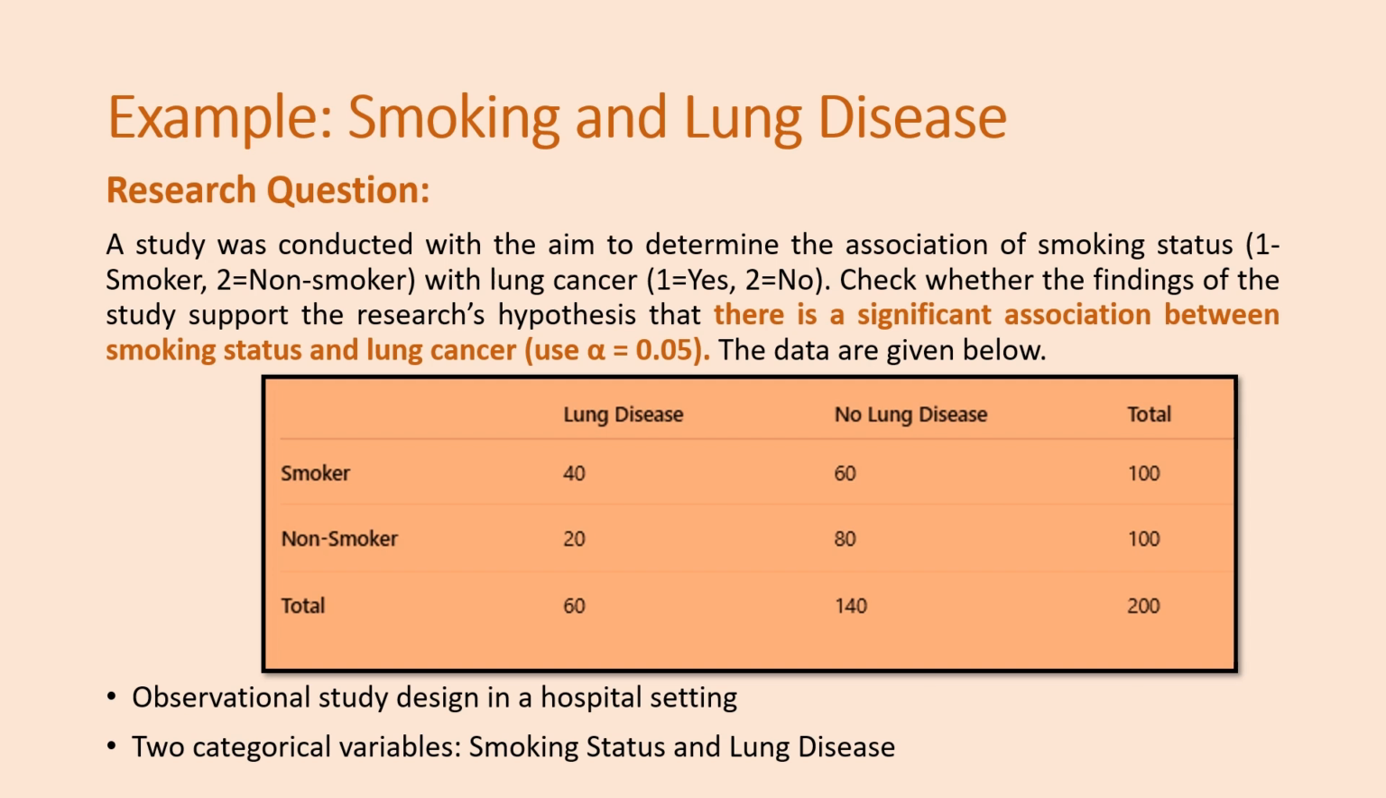Consider an example to understand the chi-square test. A study was conducted with the aim to determine the association of smoking status, one is a smoker, two is non-smoker, with lung cancer. Check whether the findings of the study support the researchers' hypothesis that there is a significant association between smoking status and lung cancer at alpha level 0.05. The data are given below.